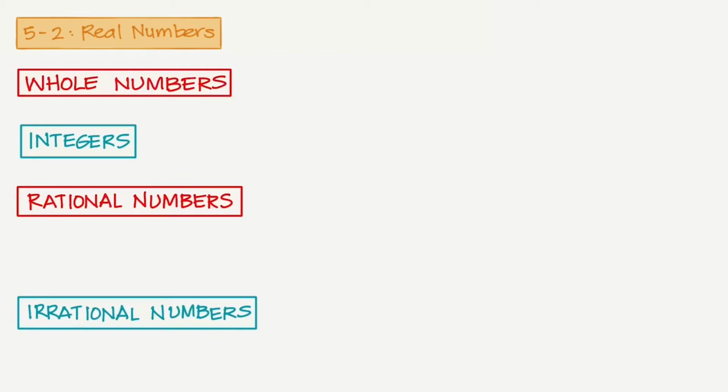Hello class, this is lesson 5-2 about real numbers, and in this lesson we're going to be talking about different types of classifications for numbers. The first are whole numbers, and these are the types of numbers that you've learned since kindergarten. 0, 1, 2, 3, 4, 5, and so on in the positive direction.